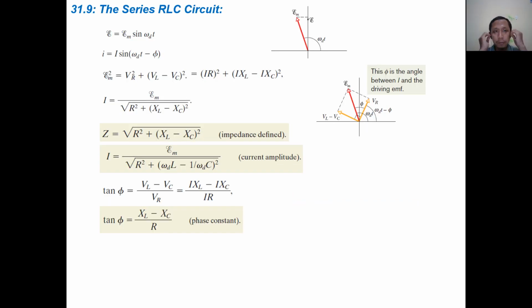Okay, so E is equal to Em sin omega d t, and then I is equal to I sin of omega d t minus phi. So if we have a question like this one, a series RLC, we have to check what XL, XC, and R are.